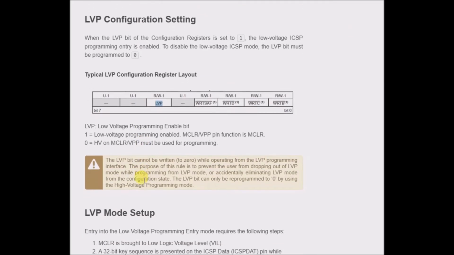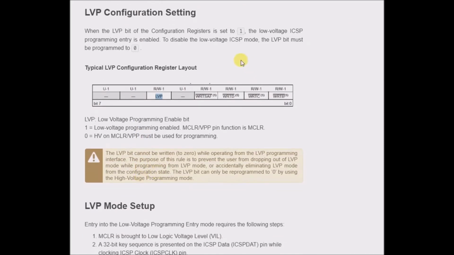LVP configuration setting. When the LVP bit of the configuration registers is set to 1, the low voltage ICSP programming entry is enabled. To disable the low voltage ICSP mode, the LVP bit must be programmed to 0. Typical LVP configuration register layout: U1, RW, read write 1, U1, and so on and so forth.